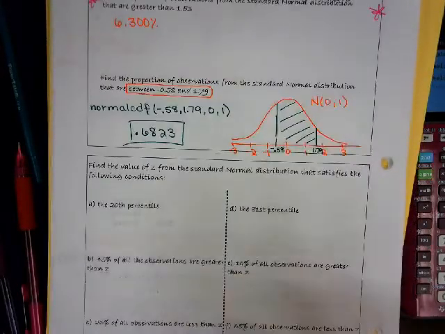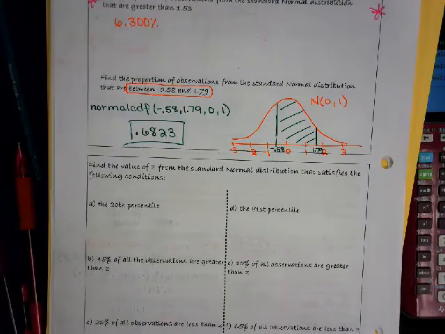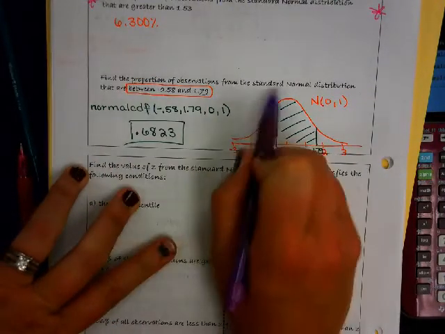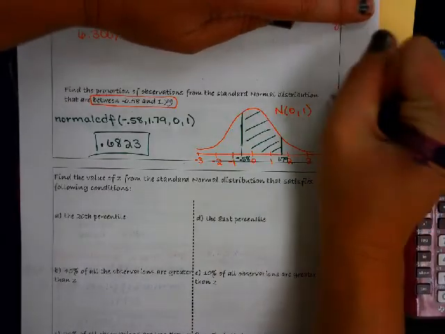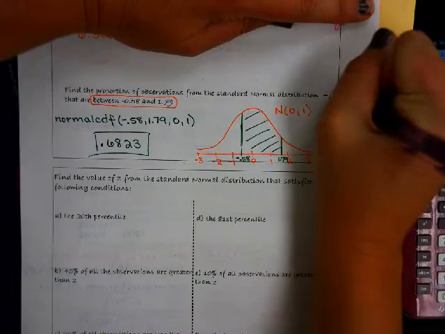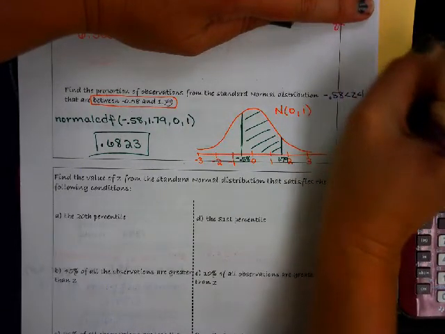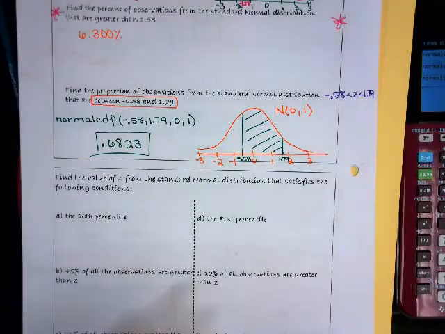So, like the last one we just did, sometimes in the book or on the AP exam, instead of using the words, it'll say, let's see, I want a color that'll stand out. It'll tell you to find the proportion of observations in the standard normal distribution with negative 0.58 less than Z, which is less than 1.79. Sorry, my 7 and my 9 ran in. That doesn't even look like 79. We're going to rewrite that.